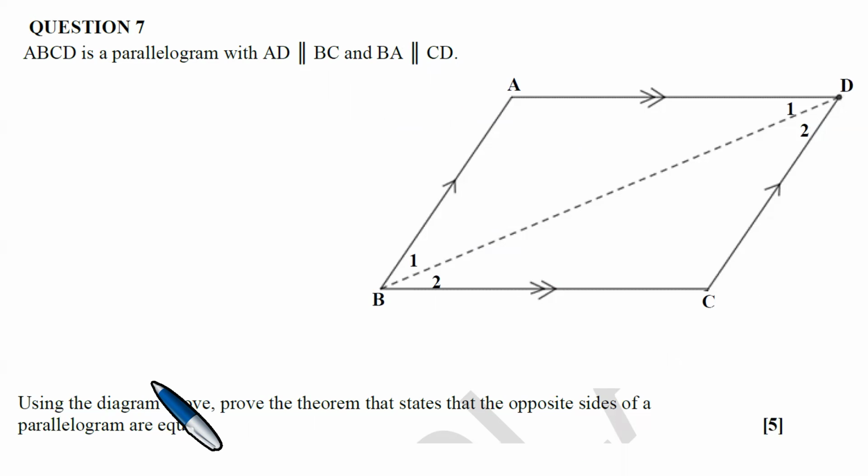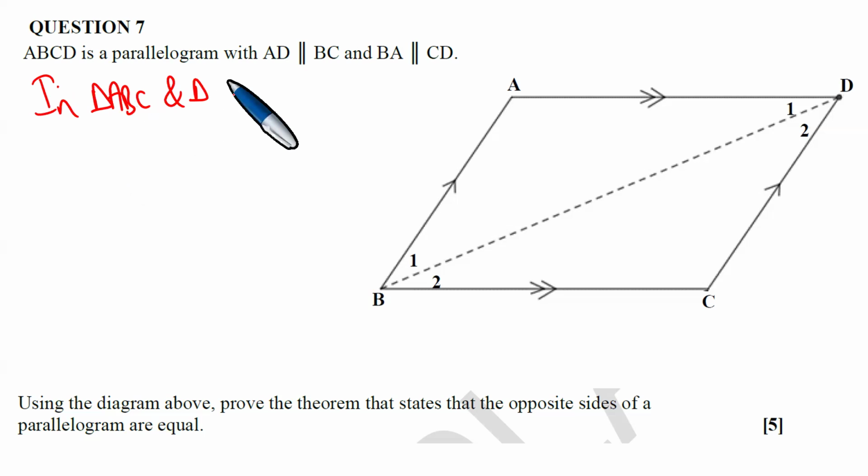So to deal with that part, you have to look at the fact that BD is equal to BD. So you can say in triangle ABC and triangle CBD, BD equals BD.